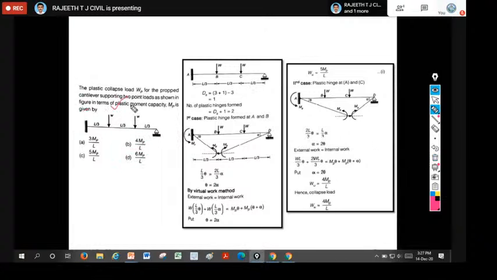Why? Because in the propped cantilever beam in the previous case we had only one load, acting exactly at the center. Whereas here we have two loads, acting at L by 3, L by 3, L by 3. Therefore, now we should go for the principle of virtual work method.